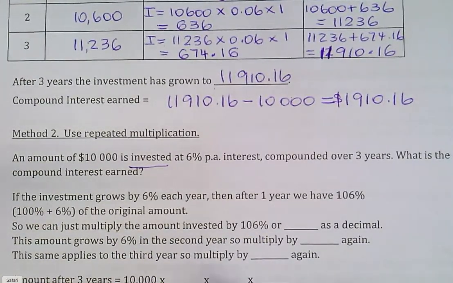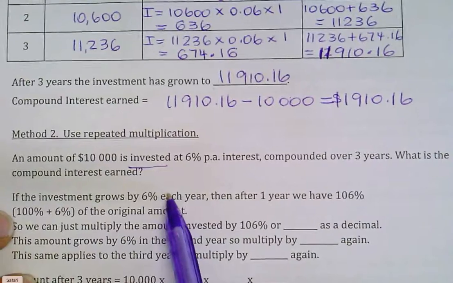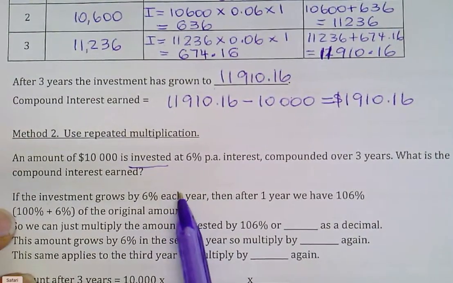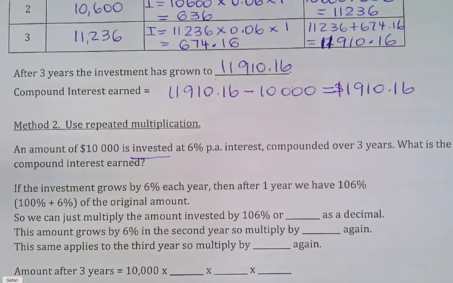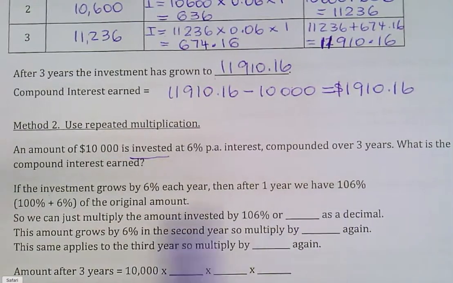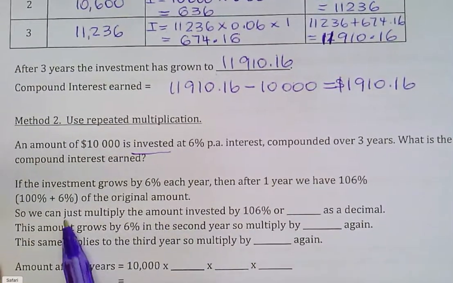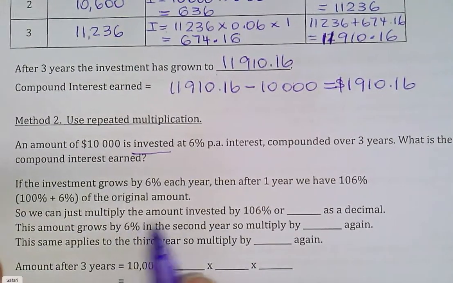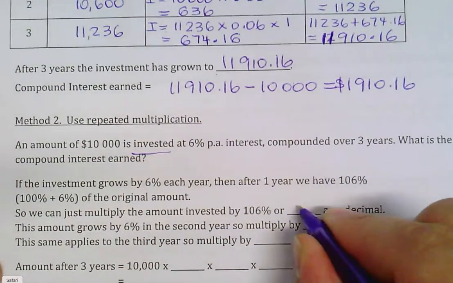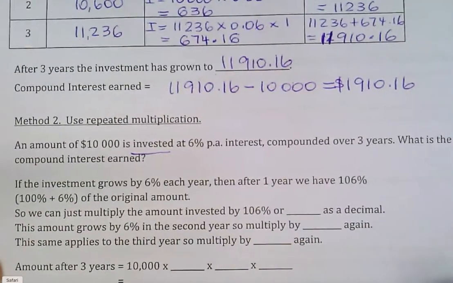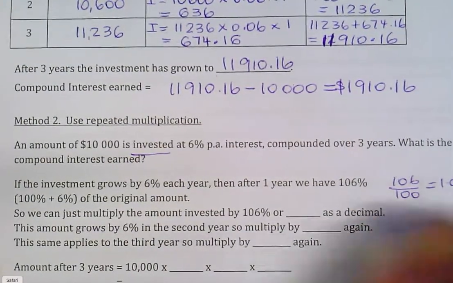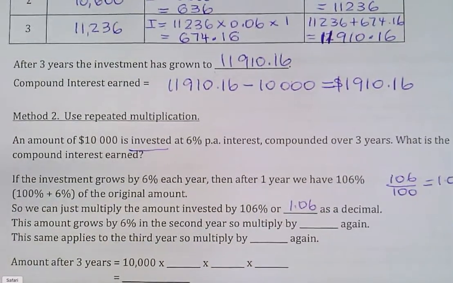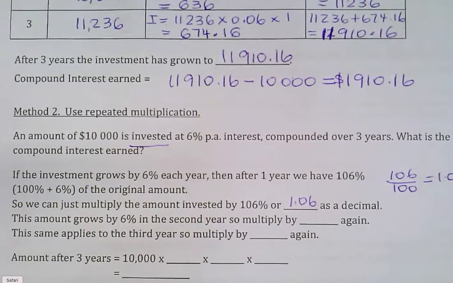If we do it by repeated multiplication, we know that the investment grows by 6% each year. So what's 100% plus 6%? It's 106%. So after the first year, you will have 106% of the original amount. So you multiply the original amount by 106%, or what's 106% as a decimal? Yes, it's 1.06. Multiply the original amount by 1.06 and you've got the new amount.